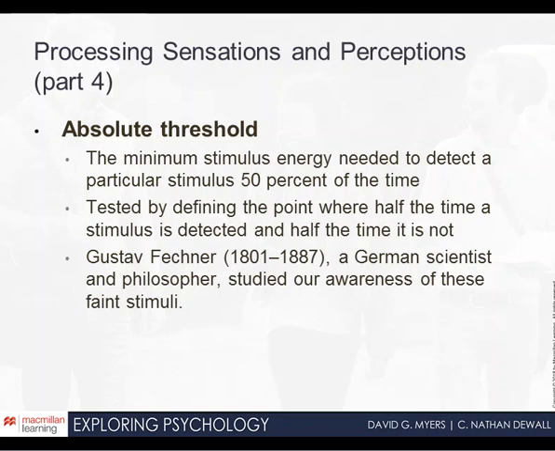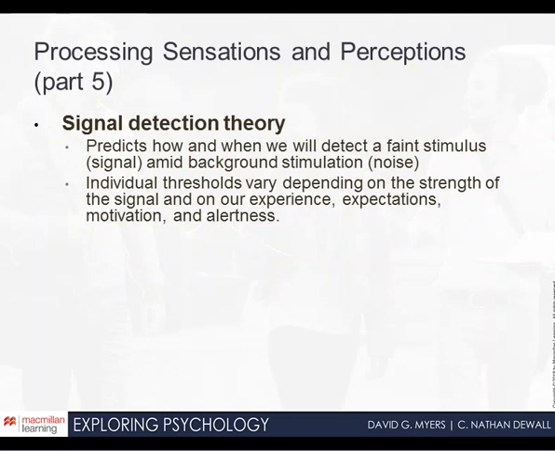Gustav Fechner, a German scientist and philosopher, studied our awareness of these faint stimuli. Now we have the idea of the signal detection theory. It predicts how and when we will detect a faint stimulus, a signal, amid background stimulation, noise. So the signal is this stimulus that we are interested in, and the background stimulation is going to be noise. The individual thresholds vary depending on the strength of the signal and our experience, expectations, motivation, and alertness.